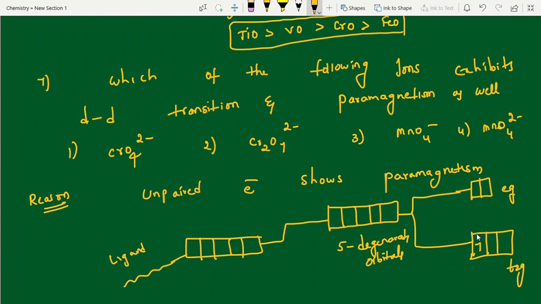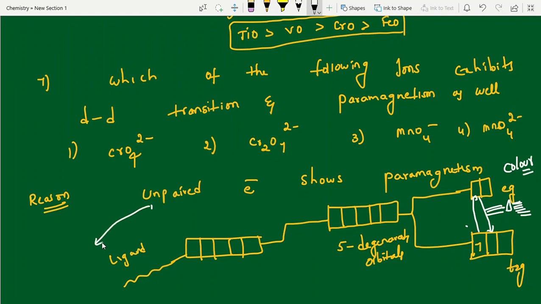This unpaired electron now starts excitation. Whenever an electron absorbs energy, it will go to the excited state. Excited states are generally unstable, so they come back to the lower states. While coming to the lower states, energy is released. If you send that released energy through a glass prism, it gives colors. The output is what we call colors. Finally, unpaired electrons are the reason.